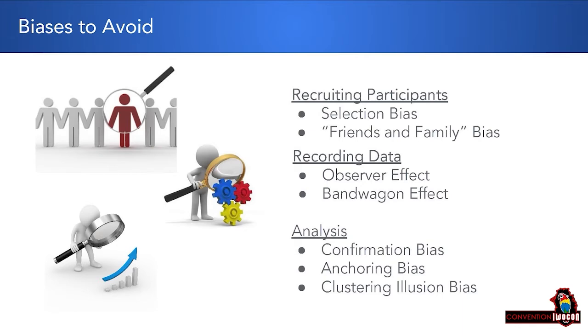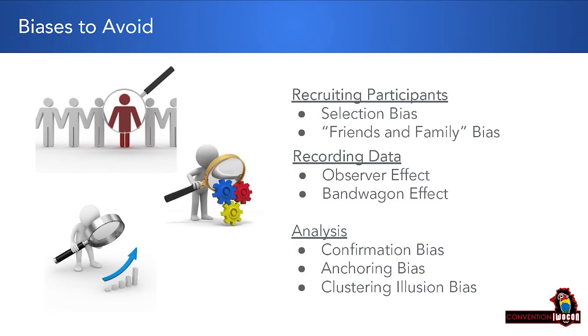Anchoring bias is where you see an initial bit of information, and you use the first bits of information you get and say, okay, that must be the thing that's true. And then clustering illusion bias is when you start to make connections between a lot of data, and you might infer that this is true, but it's really just random. It's coincidence, not causality. So these are just some biases.